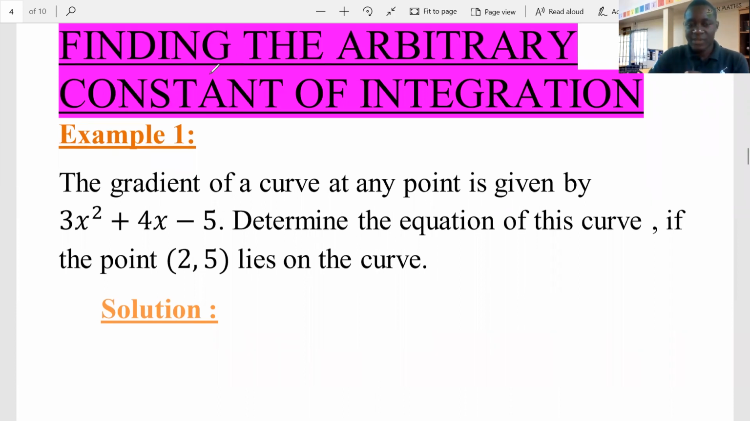We have the gradient of a curve at any point is given by 3x squared plus 4x minus 5. Determine the equation of this curve if the point (2, 5) lies on the curve.